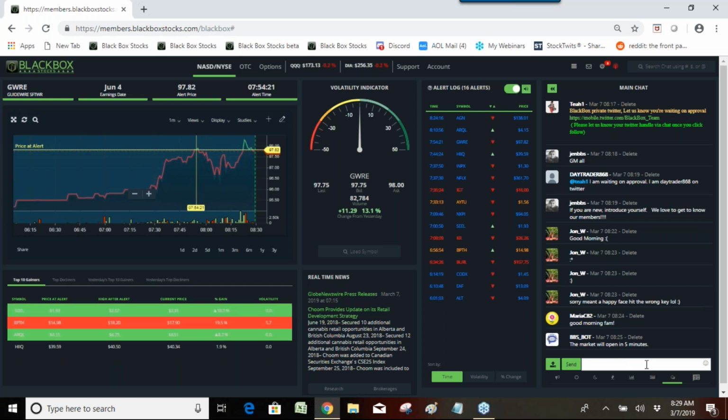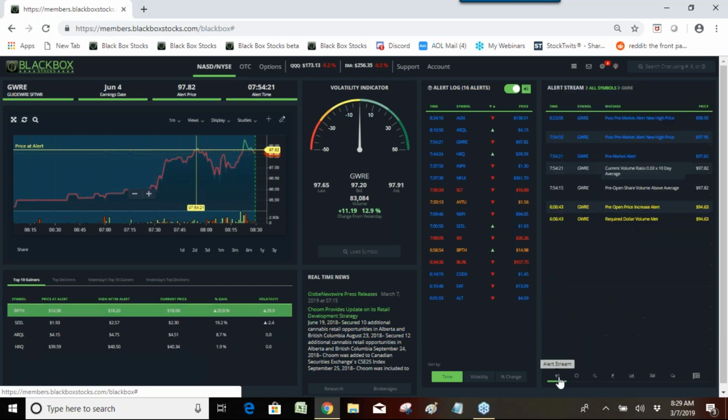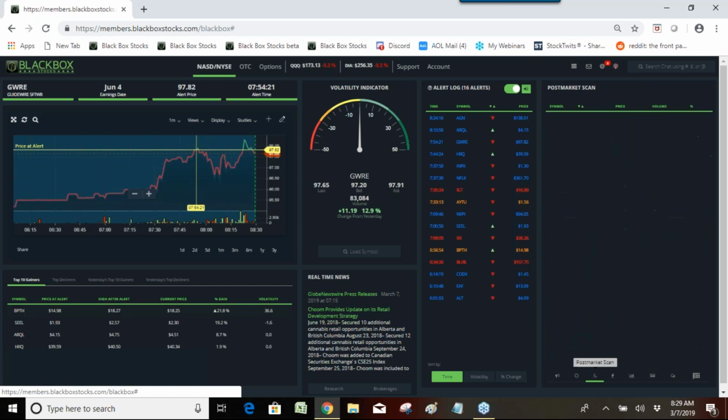It can be a little overwhelming, but it's really not that complicated. It's a right-click system. Alert stream, which we're going to show you how to use in a minute. Pre-market scanner, post-market scanner, the only one in the world, the post-market scanner, that will show you after-hours volume, only after-hours volume.